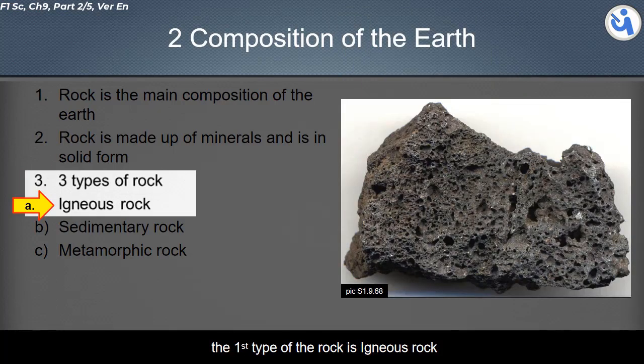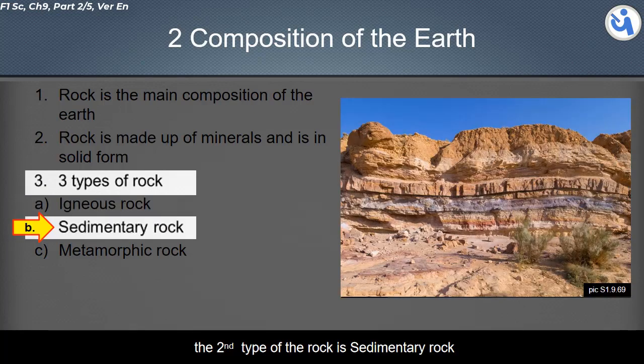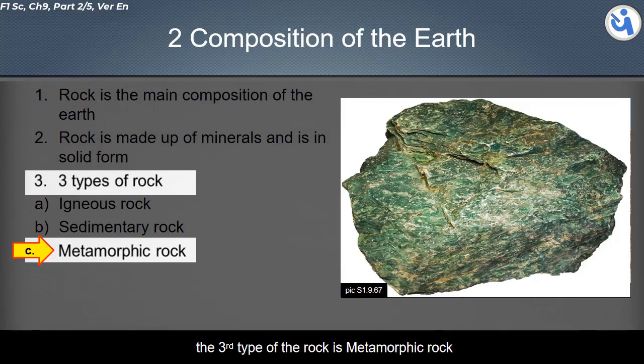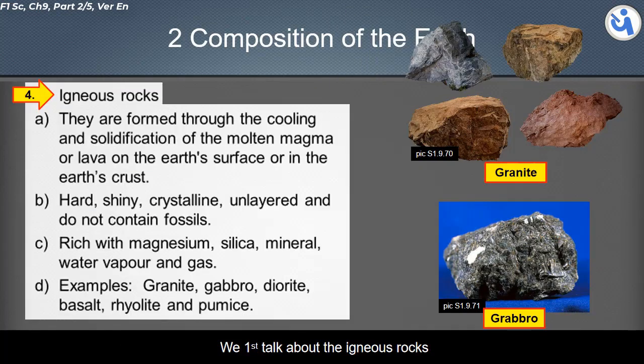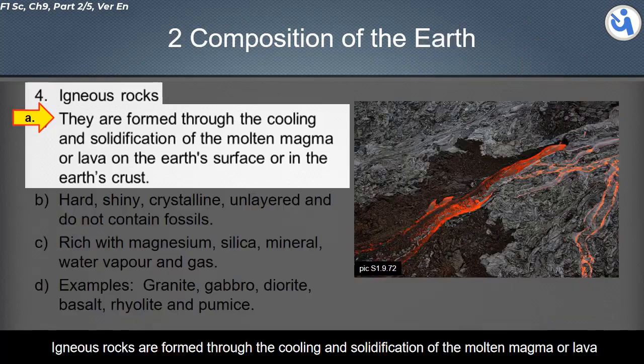The first type of rock is igneous rock. The second type of rock is sedimentary rock. The third type of rock is metamorphic rock. These 3 types of rock will be detailed in the following part of the lesson. We first talk about the igneous rocks.